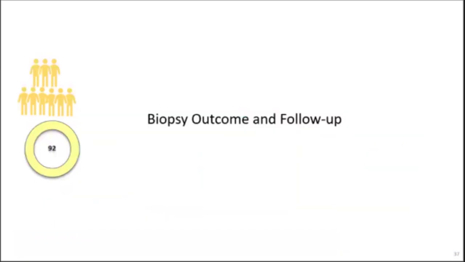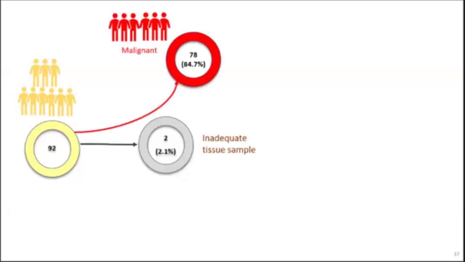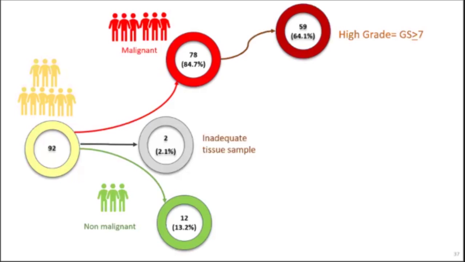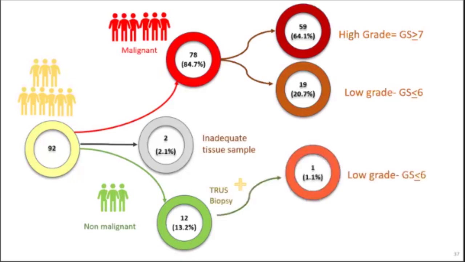Biopsy outcome and follow-up. 92 patients underwent PET biopsy. Adequate tissue samples were obtained for histopathological examination, except in 2 cases in which we had inadequate tissue sample. Out of the 92 patients who underwent PET-guided biopsy, 78 turned out to be positive for prostatic carcinoma on histopathological examination, and 12 turned out to be non-malignant. Out of the 78 patients, 59 patients had a Gleason score of more than or equal to 7, and 19 patients had a low-grade Gleason score of less than or equal to 6.